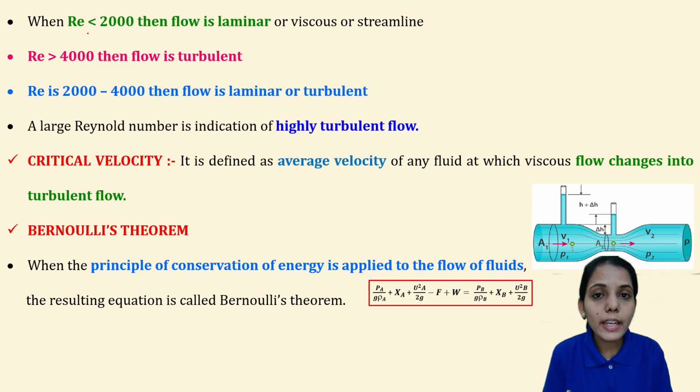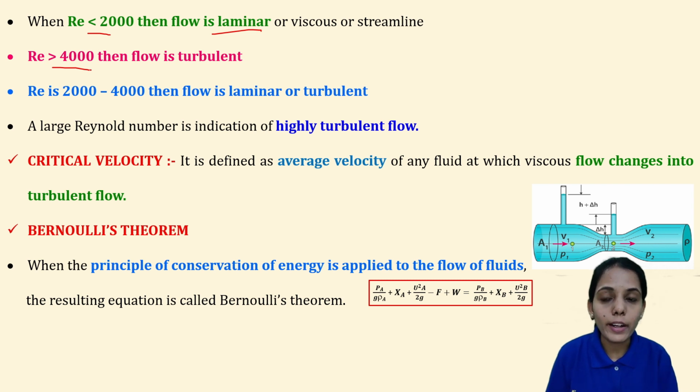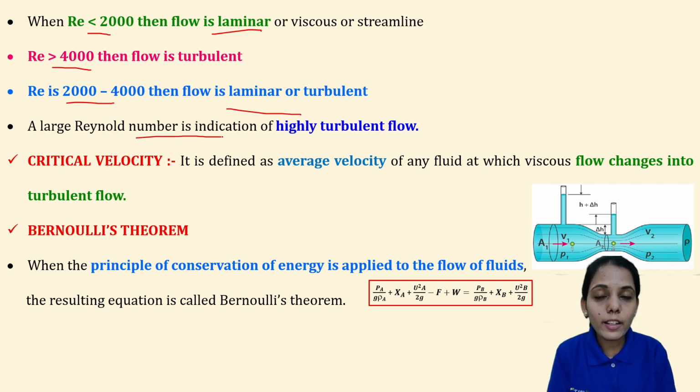When Reynolds number is smaller, that is less than 2000, then flow is laminar or viscous or streamlined. If it is more than 4000, then flow is turbulent. Greater than 4000 means turbulent. That means higher the Reynolds number, the flow will be more turbulent. In case of 2000 to 4000, in between, the flow is either laminar or turbulent. A larger Reynolds number is an indication of highly turbulent flow. The flow is highly turbulent if Reynolds number is more than 4000.